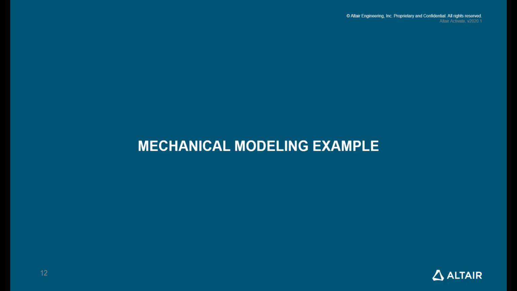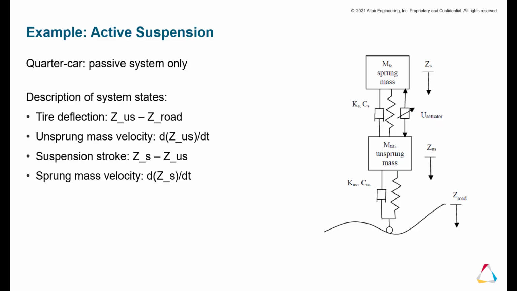So let's take a look at an example of a mechanical model in Activate. We're going to use the example of an active suspension. If you're going to model an active suspension in Activate, you can start with what we call a quarter car model, which is zooming into, instead of all four wheels, just one wheel system.